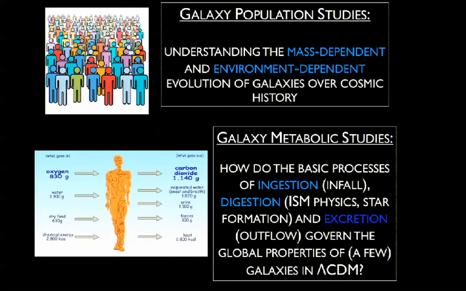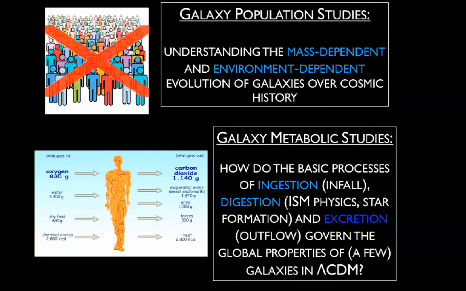The case for this type of zoom-in, high-resolution simulation is more galaxy metabolism studies. You try to understand how, for a few galaxies in lambda CDM, the basic processes of ingestion, digestion, ISM physics and star formation, and excretion via outflows govern the global properties of those galaxies. So I will quibble with the idea that every time we talk about exascale, we're going to simulate bigger boxes. This goes in the opposite direction. The box size stays the same. You try to increase the resolution.